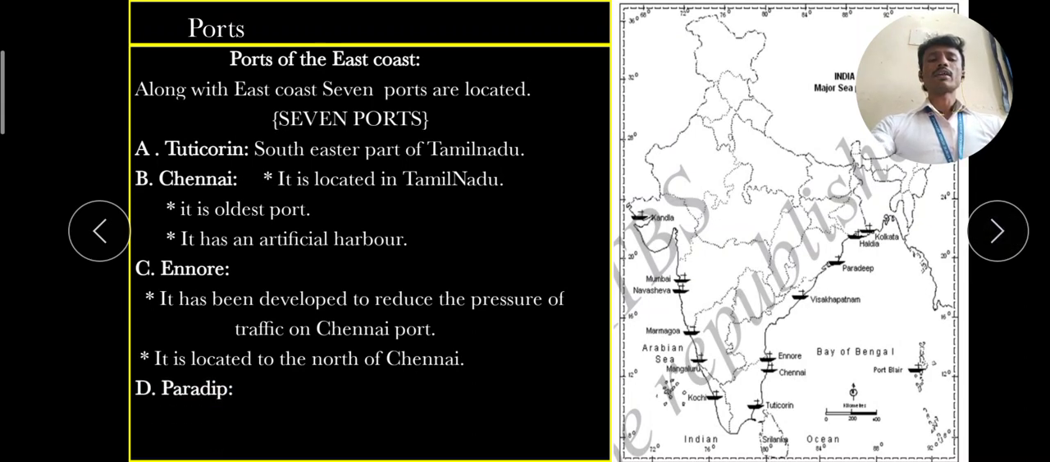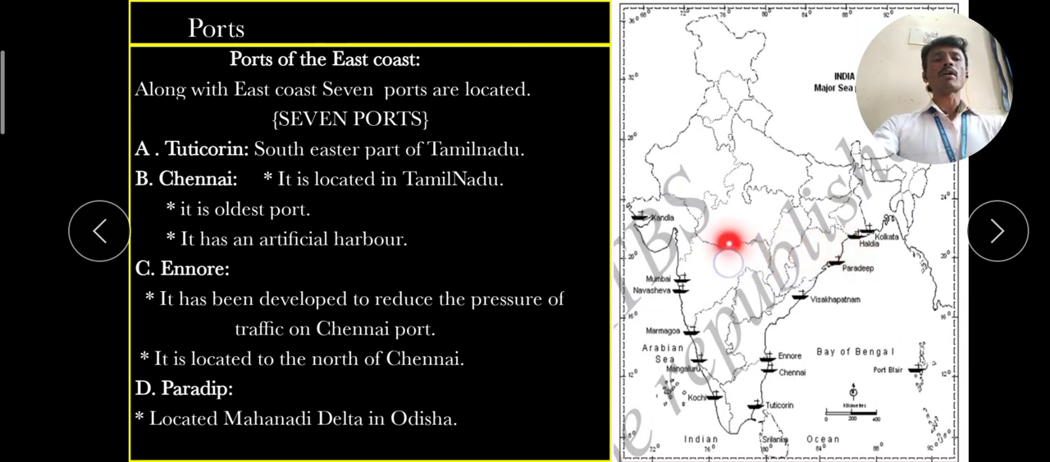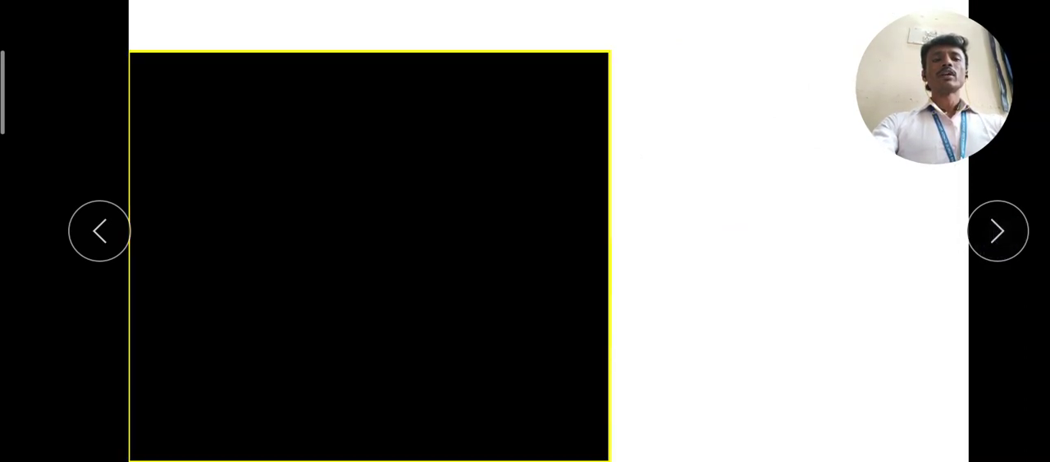And the next one is Paradip. Look, it is located in the Mahanadi Delta. Here we can see the Mahanadi flowing. So Paradip is located in the Mahanadi Delta in Odisha. Then after that, Haldia. This is Haldia, located in West Bengal.